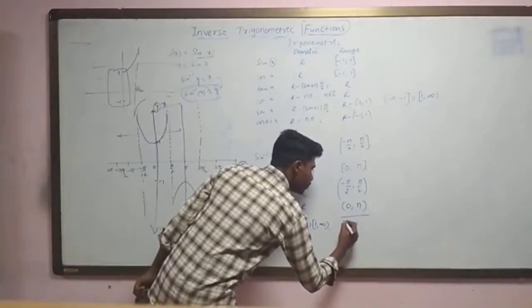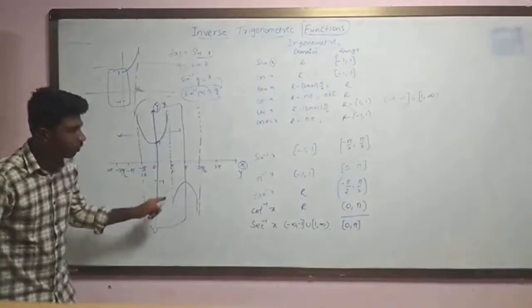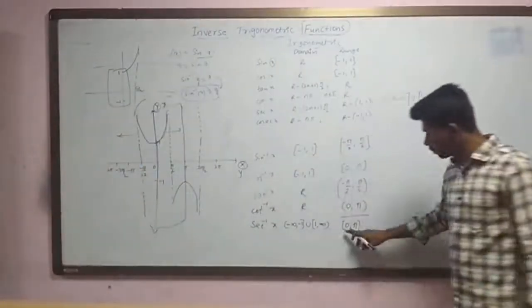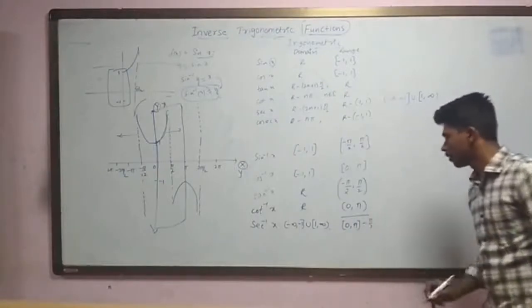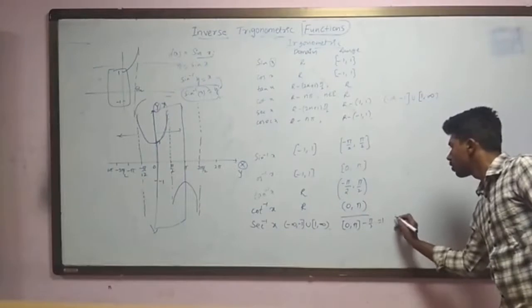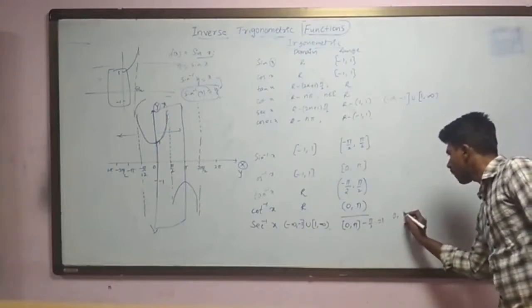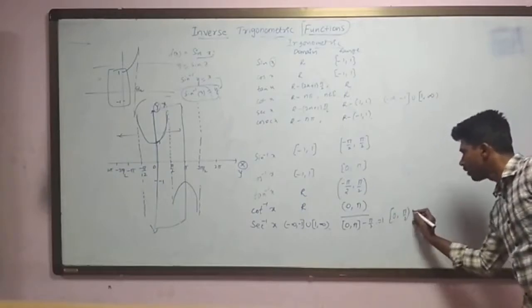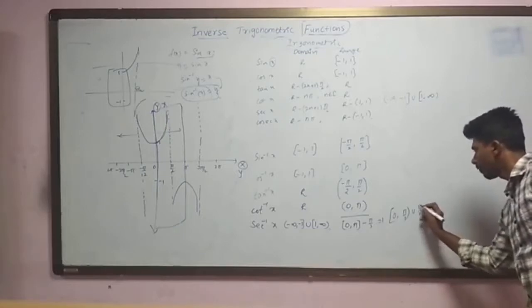In this 0 to pi, we found that at pi by 2 it is not defined. So I have to take 0 to pi and subtract pi by 2, which can be rewritten as 0 to pi by 2, where 0 is closed and pi by 2 is open, union pi by 2 to pi, where pi by 2 is open and pi is closed.